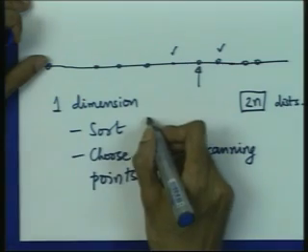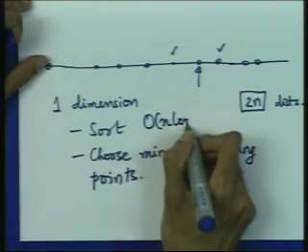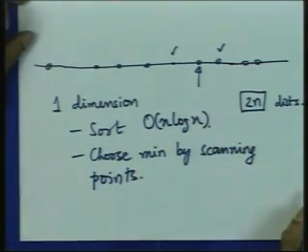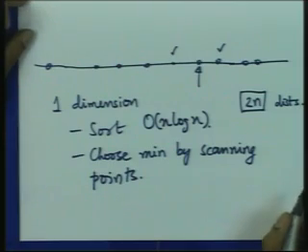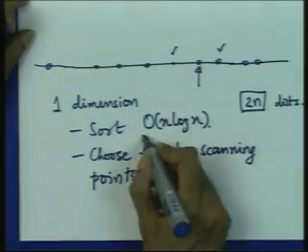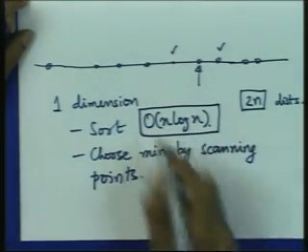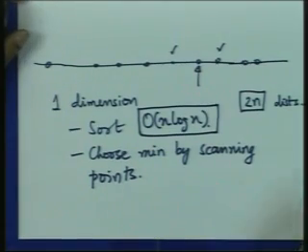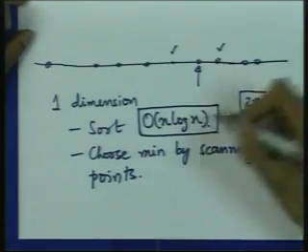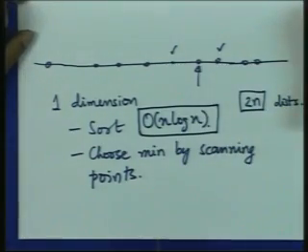Sorting takes order n log n. So we started out with n choose 2 distances, but really the time taken is order n log n. Sorting dominates this procedure, and if I first sort and then do this, the time taken is n log n. I have reduced it from n squared to n log n.